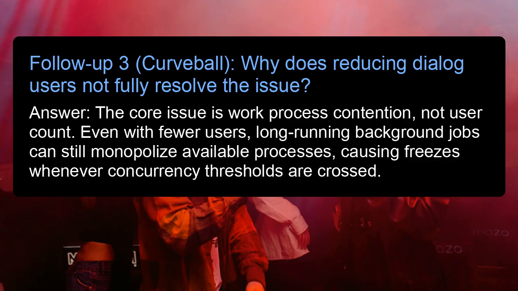Follow-up 3. Curveball. Why does reducing dialogue users not fully resolve the issue? Answer: the core issue is work process contention, not user count. Even with fewer users, long-running background jobs can still monopolize available processes, causing freezes whenever concurrency thresholds are crossed.